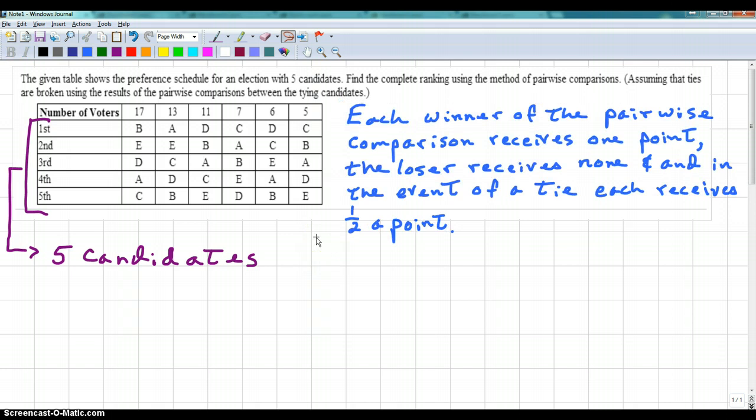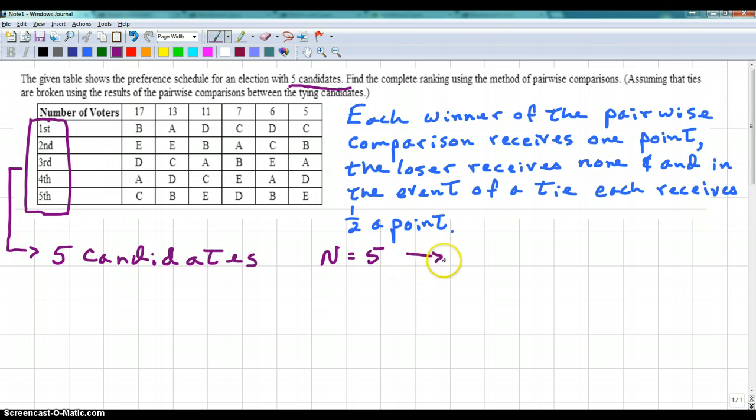Each winner of the pairwise comparison will receive 1 point. The loser receives none, and in the event of a tie, each receives half a point. For this particular problem, we have to notice that there are 5 candidates. It is stated in the problem, but we can also verify that by looking right here. There are 5 candidates. So that means that n is equal to 5.